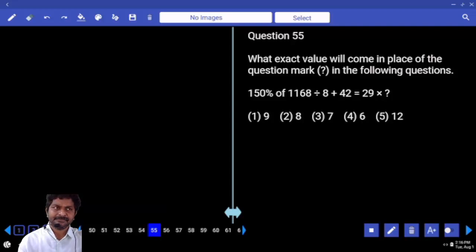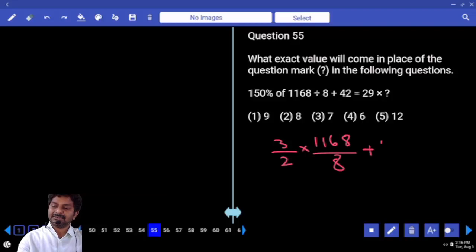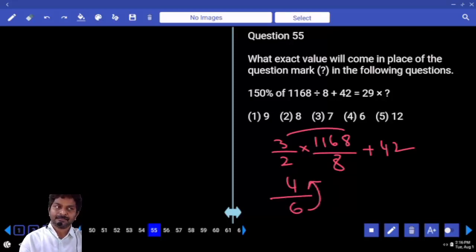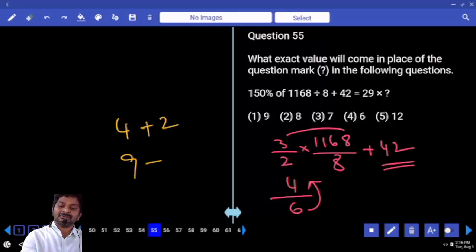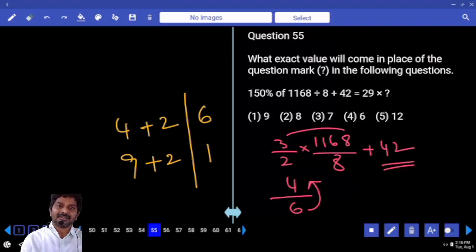Let's see last digit. 150%. Can I write it as 3 by 2, into 1168 divided by 8, plus 42. Numerator ends with, denominator ends with 6 into which number ends with 4? Either 4 or 9. And then after that, how much number do you have? That means you need to add 2 also. Answer must end with either 6 or 1. How many are there?